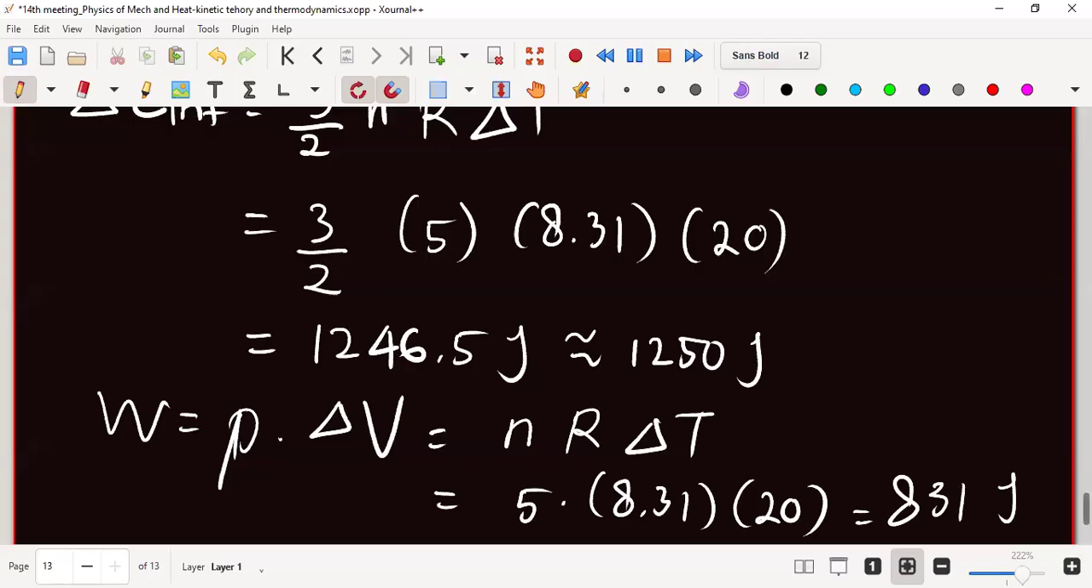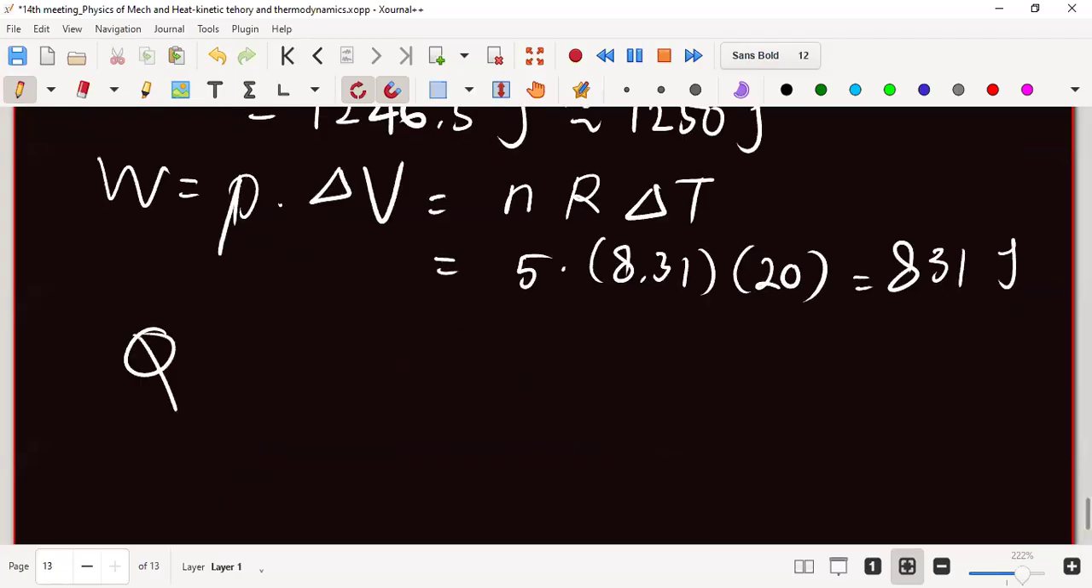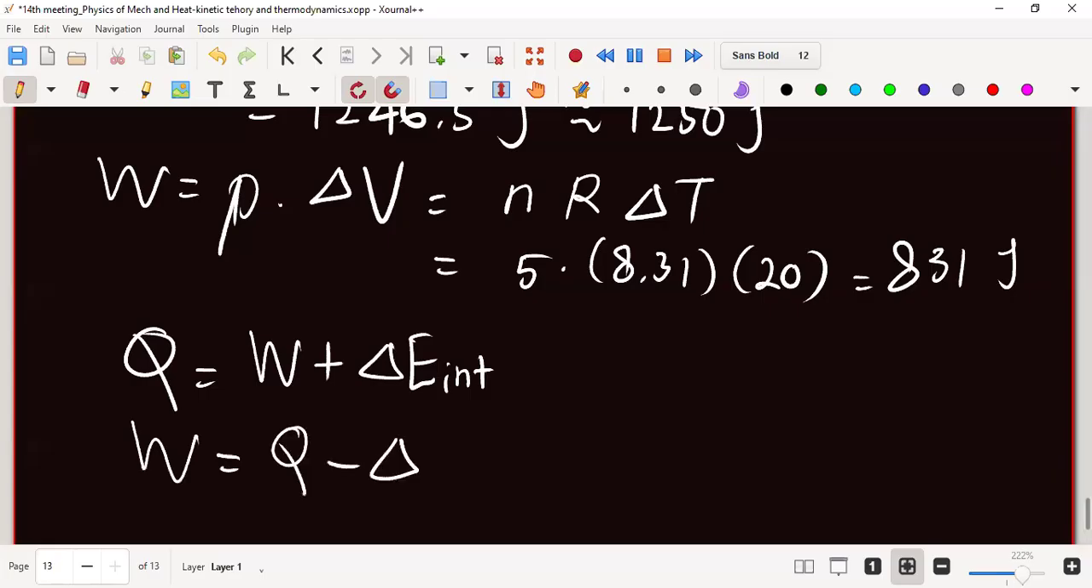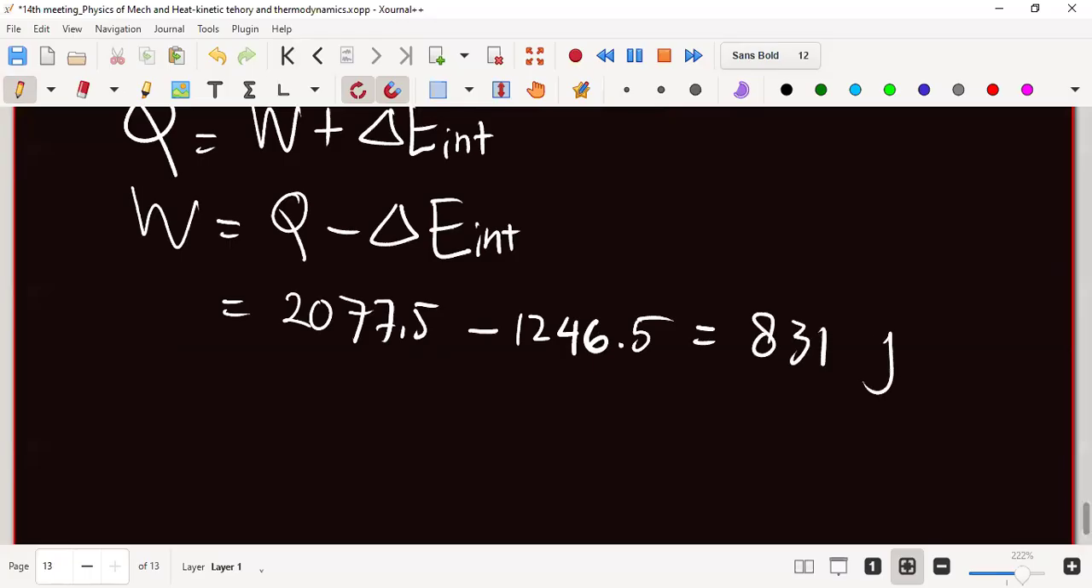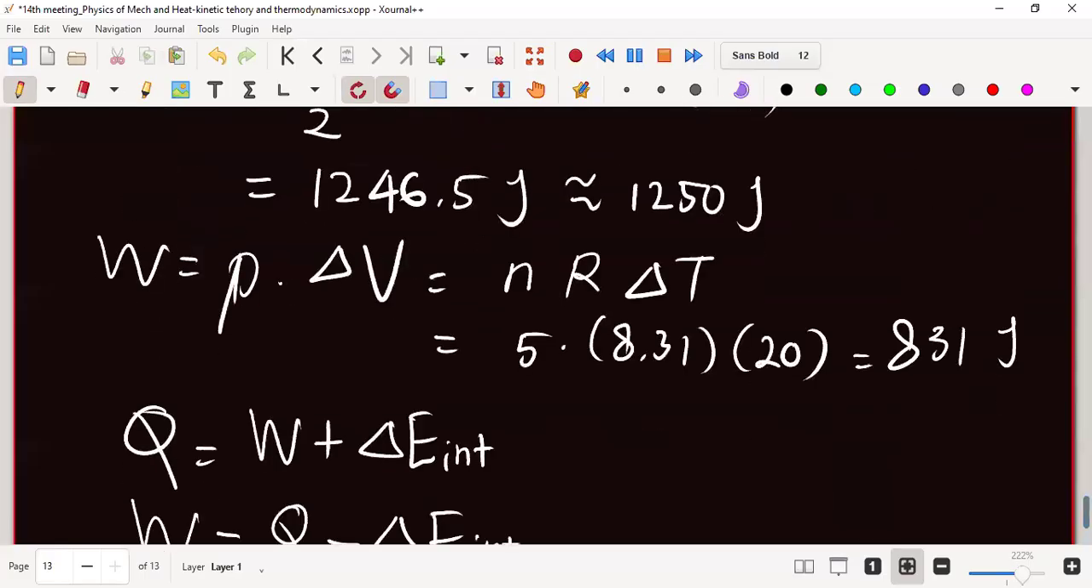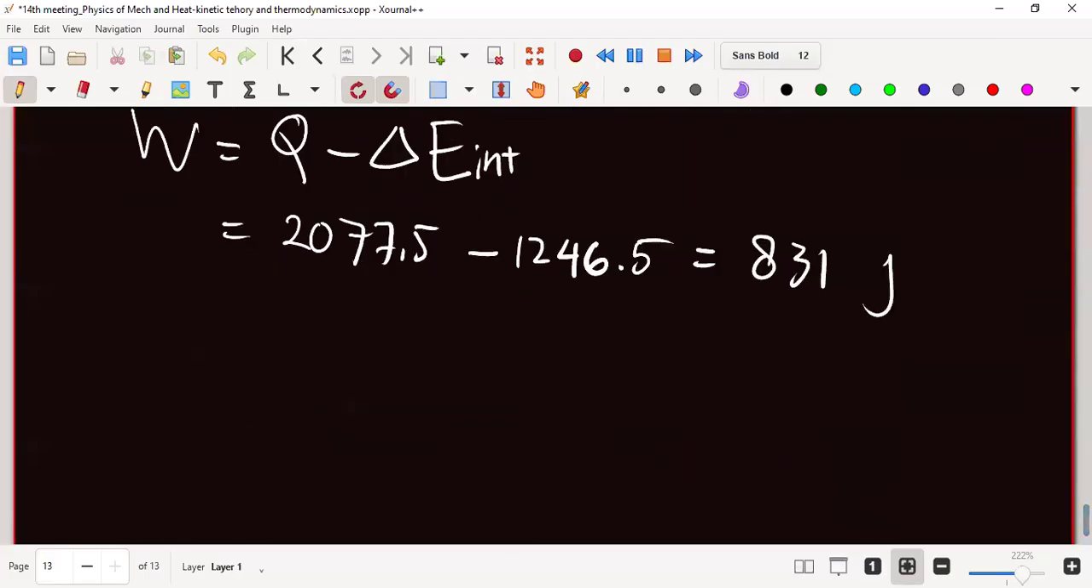Okay, we can also calculate the work, because Q is W plus delta internal energy. We can also calculate that work is the heat minus delta internal energy. Or we can write this equation: 2077.5 minus 1246.5 is equal to 831 joules. So the same value by using n R delta T or Q minus internal energy increment.